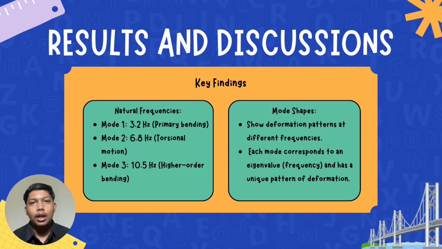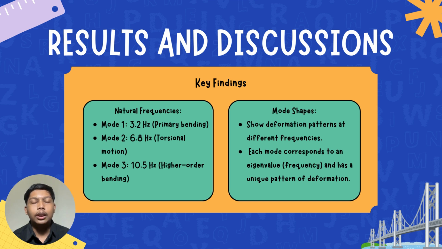Hello everyone, I will be presenting the results and discussion, focusing on the mode shapes and frequencies we analyzed using the eigenvalue method to understand bridge vibrations. Let's begin with the key findings. Eigenvalue analysis allows us to determine the natural frequencies and mode shapes of a structure like a bridge. These frequencies represent how the structure naturally vibrates, while the mode shapes show the pattern of deformation during vibration.